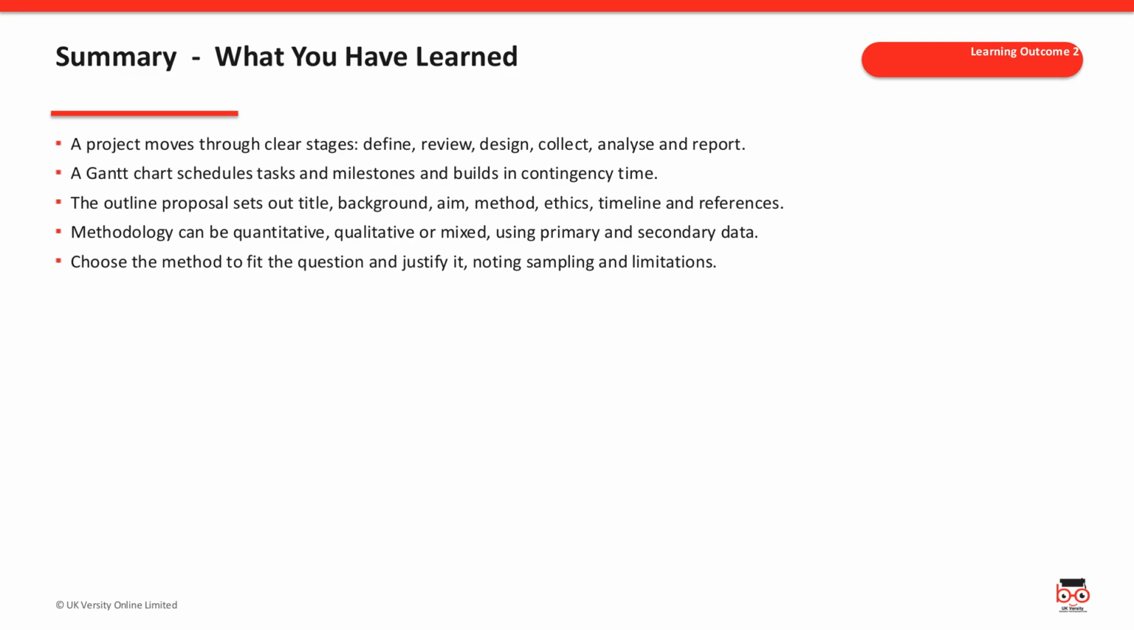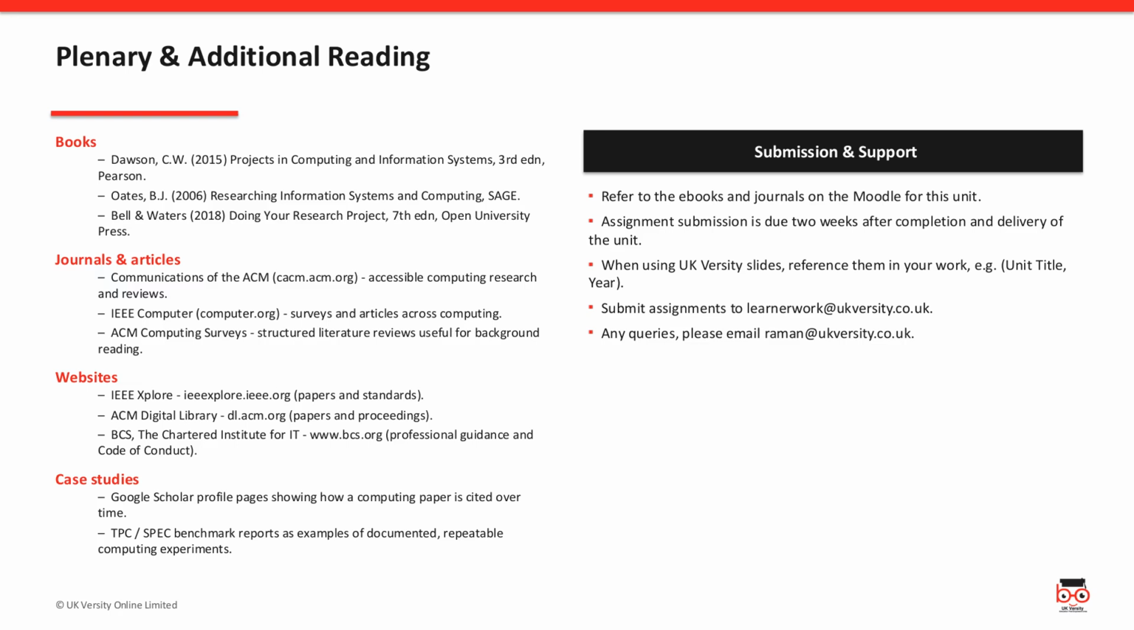Let's draw this outcome together. A project moves through clear stages: define, review, design, collect, analyze, and report. And a Gantt chart schedules those tasks and milestones while building in contingency time. The outline proposal sets out your title, background, aim, method, ethics, timeline, and references in one place. Your methodology can be quantitative, qualitative, or mixed, drawing on both primary and secondary data. And whatever you choose, you fit the method to the question and justify it, noting your sampling and any limitations. So that's the plan and the method sorted.